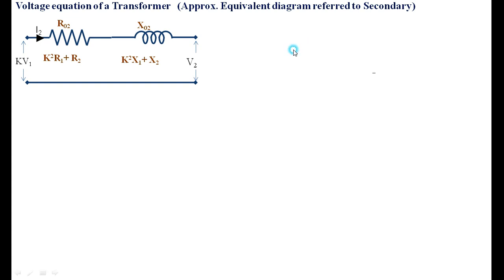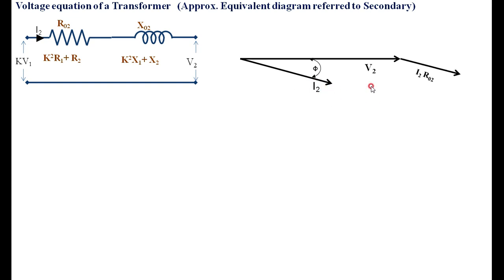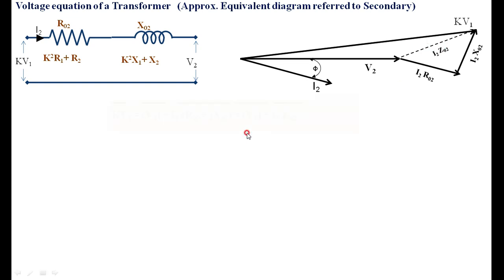Starting with the lagging power factor, I am drawing the vector diagram. V2, and I2 lags V2 by angle phi. Then add I2 R02, which is parallel to I2. Then add I2 X02, perpendicular to I2. Then the total value you are getting is K times V1, because from V2 you will get K times V1. Therefore, this is I2 Z02. This is the impedance triangle.